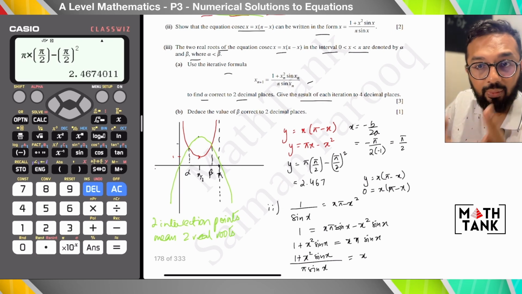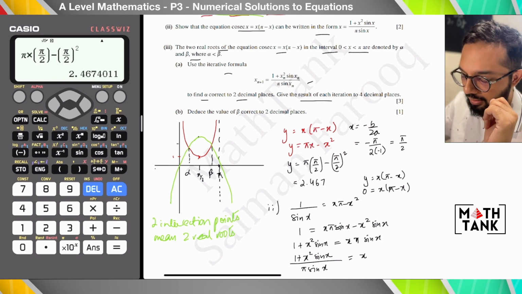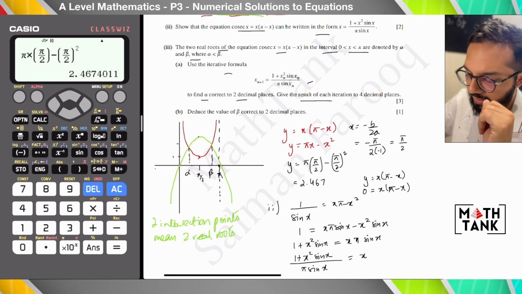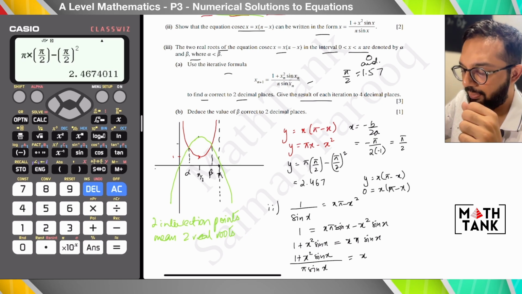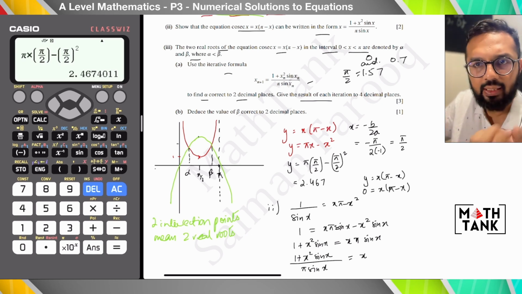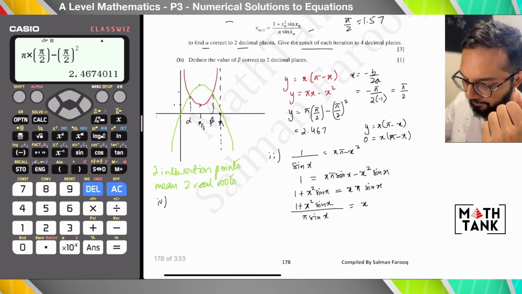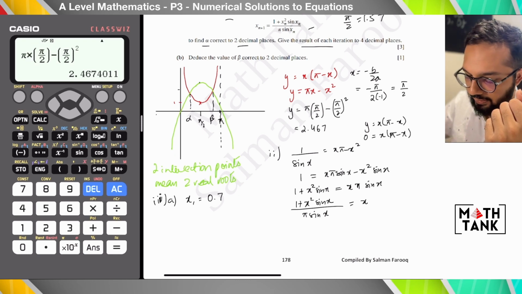Now what I want you to notice here is that the question has given me no starting value, but I can see from my graph that the alpha is somewhere between 0 and pi over 2. Pi over 2 is basically on my calculator 1.57. So I could use any value between 0 and 1.57. Let's say I go with 0.7. So my starting value for my iterative process, that's part 3a, is 0.7.